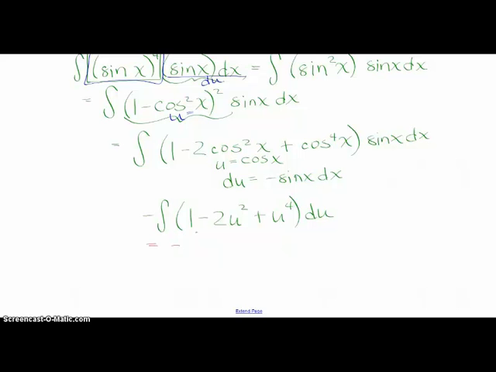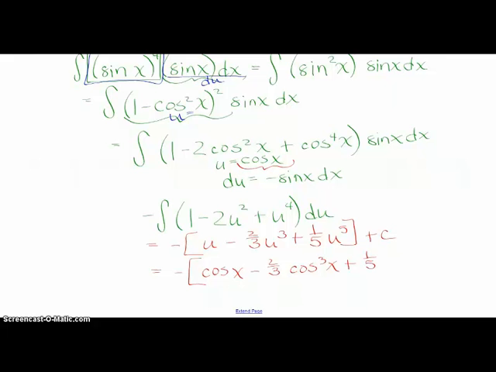So this is negative with respect to u, 2 minus 2/3 u cubed plus 1/5 u to the 5th plus c. This is an indefinite integral. Now I'm going to substitute back in terms of my original variable. So everywhere there's a u, I'm going to write cosine of x. So minus 2/3 cosine cubed of x plus 1/5 cosine to the 5th of x plus c.